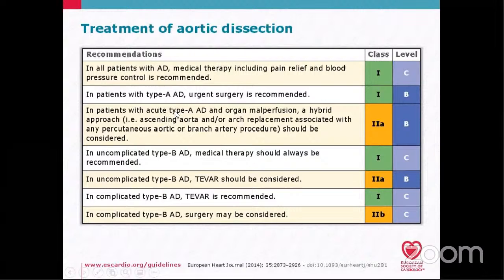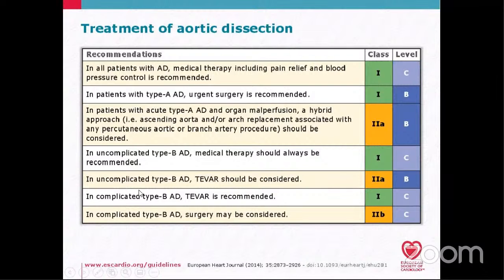If you have an acute type A with an organ malperfusion, you need to perform a hybrid approach: surgery for the ascending aorta and the arch, and intervention for the rest of the aorta with preservation of the branches, as you know. In the uncomplicated type B, medical therapy is always recommended.